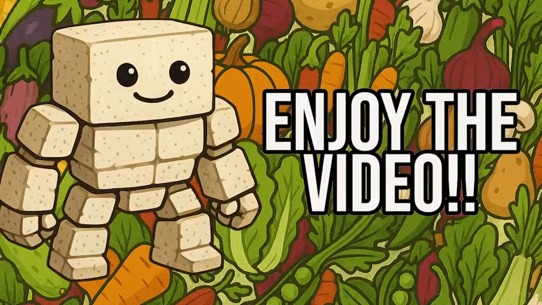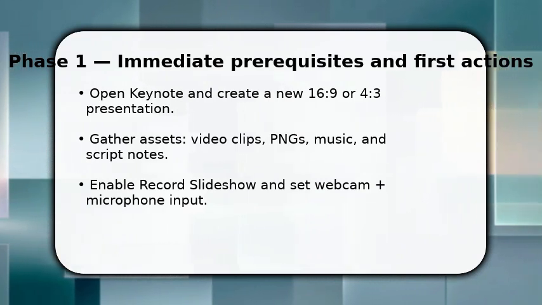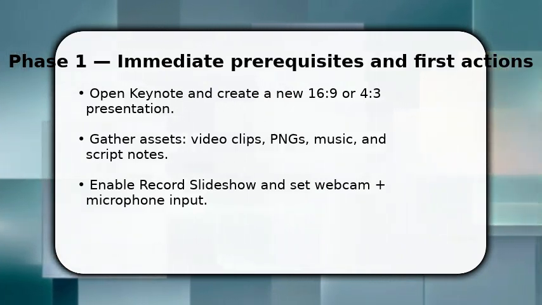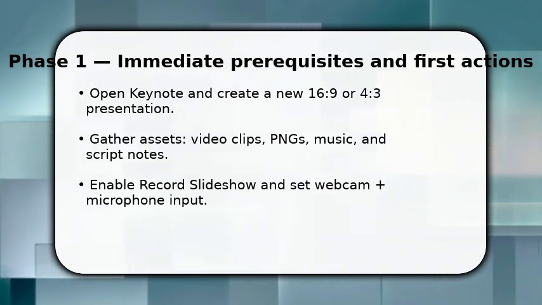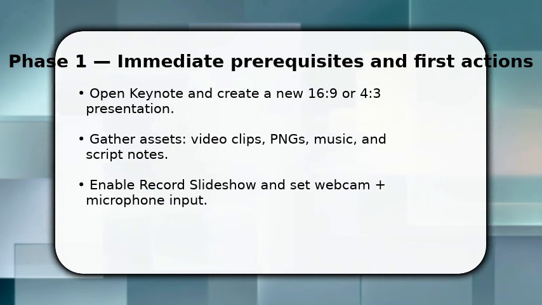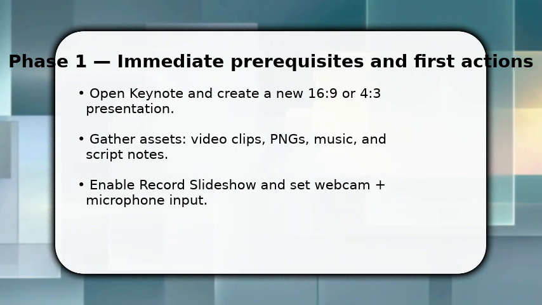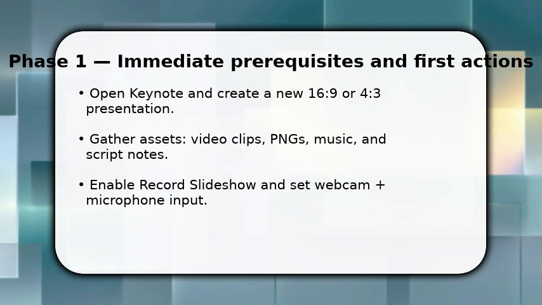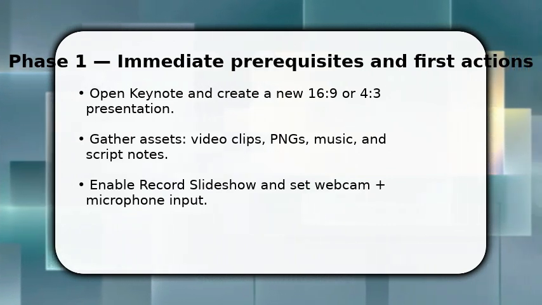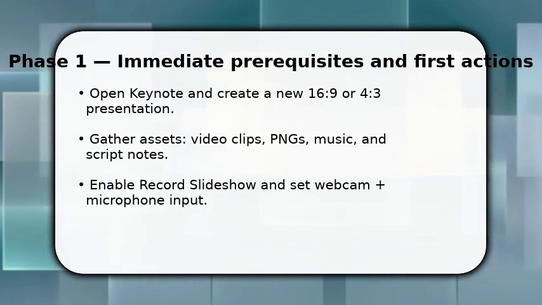Please enjoy the video. You start by opening Keynote and choosing your aspect ratio. 16:9 is standard for online video. Once done, import your main assets, video clips, PNG overlays, music tracks, so they are available. Make sure you enable Record Slideshow and choose your webcam and microphone inputs. This lets you capture picture-in-picture and narration. You're doing this first to lock settings because consistent resolution and audio make editing simpler later.